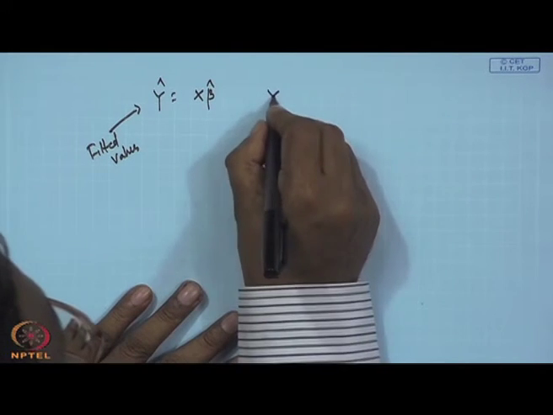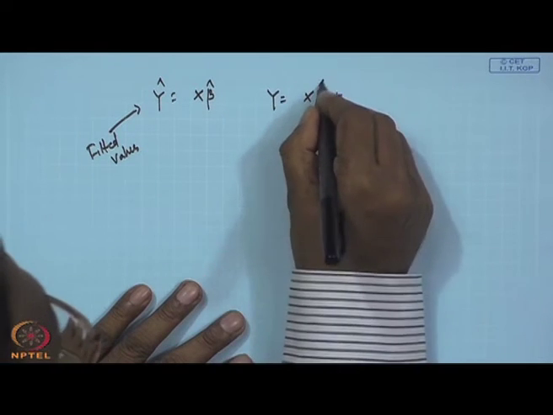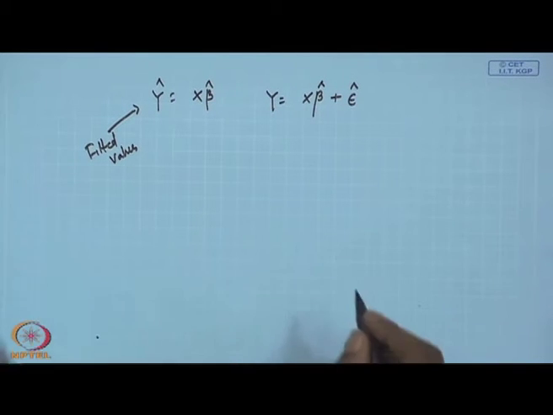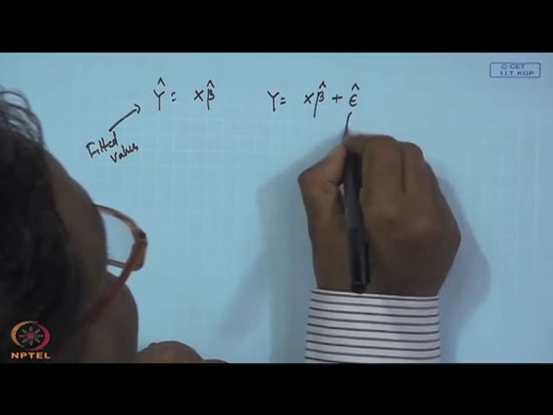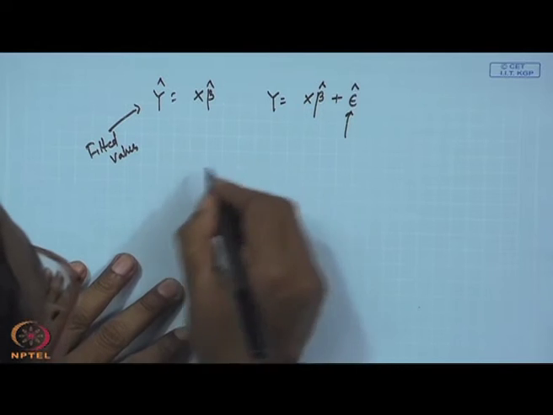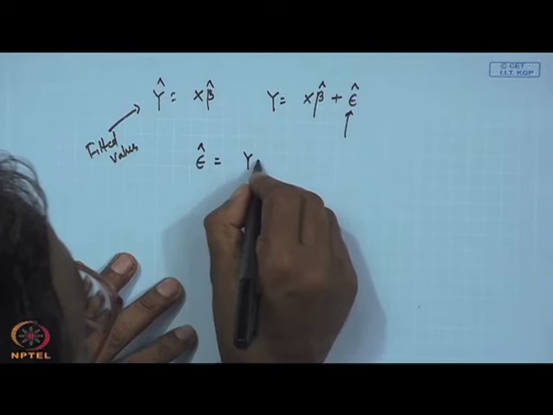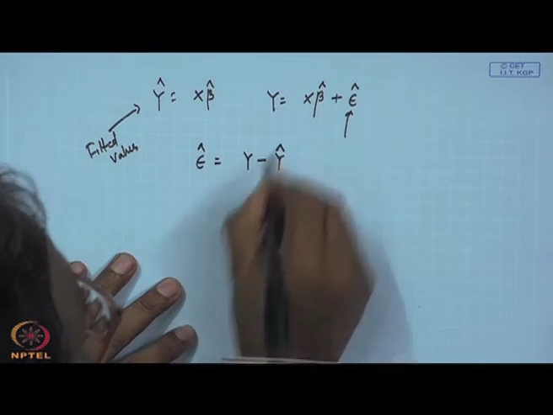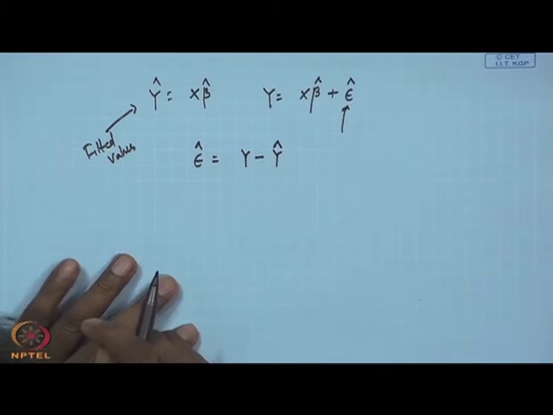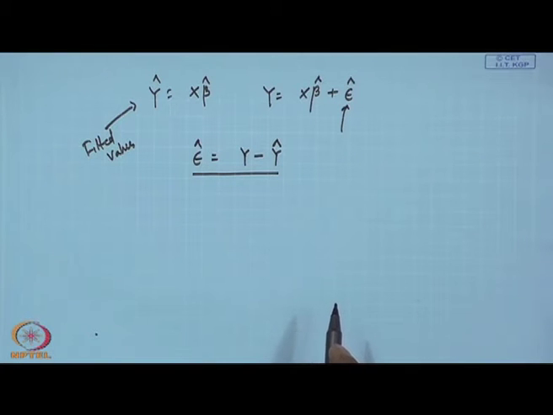So, your original observations are y equal to x beta plus epsilon cap, because from the parameter estimation point of view you have to estimate this epsilon also. Okay. So from these two we can write epsilon cap is equal to y minus y cap, and that is also what you require to find out.